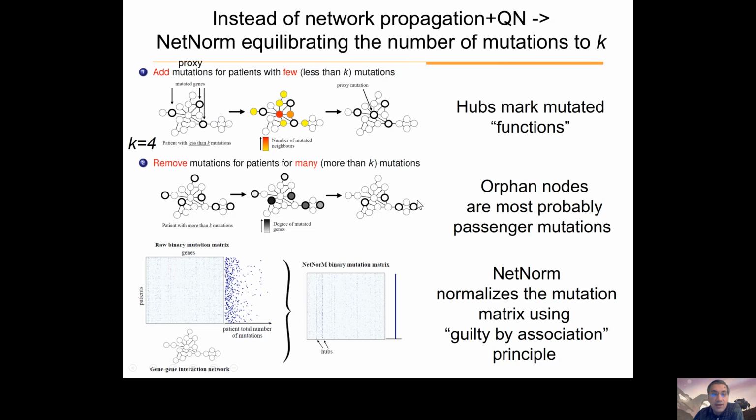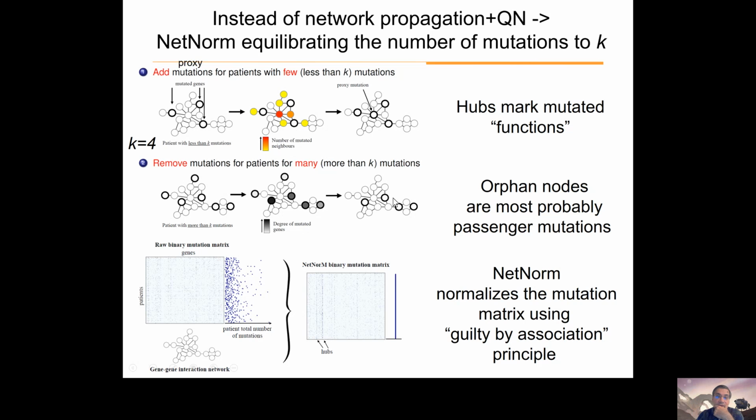Okay, so what is the reasoning behind this approach? The reason is the following. Here we add mutations to the so-called hubs of the network, those genes in the network which are connected to many other genes. And the rationale is the following. If among the neighbors of a highly connected gene there are many genes that we observe with mutations, then probably the function of this gene is also compromised. And this is why we mark it with a pseudo or artificial mutation.